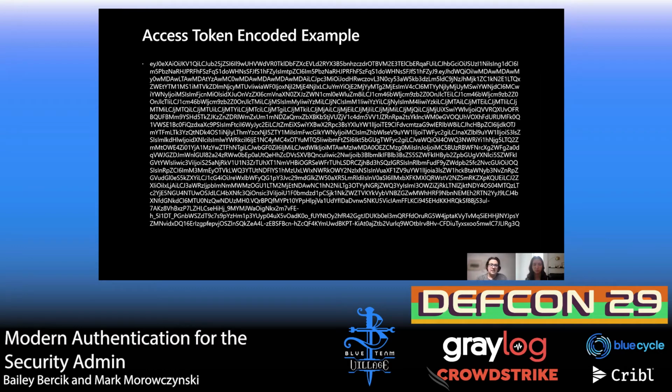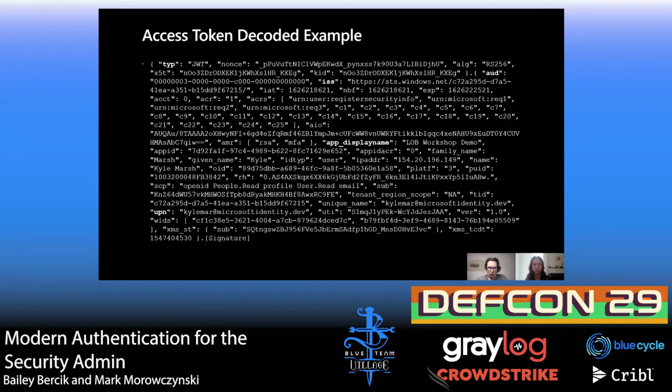So this is what an access token looks like when it's encoded. This is what the client is going to see, and the client has no need to actually inspect this. It just needs to take this over to that protected resource. So let's look at what it looks like when it's actually decoded.